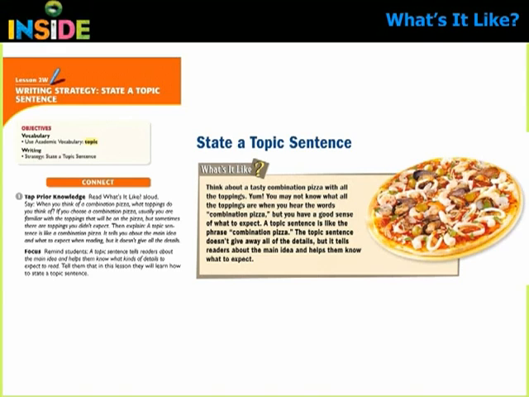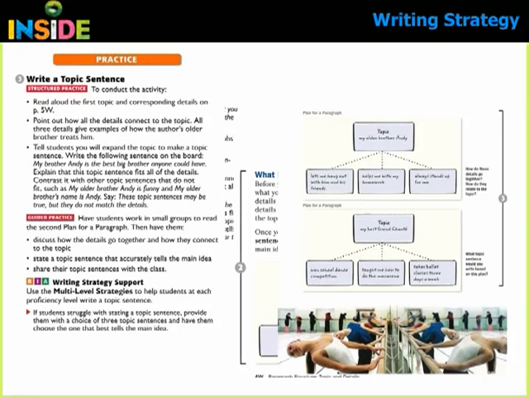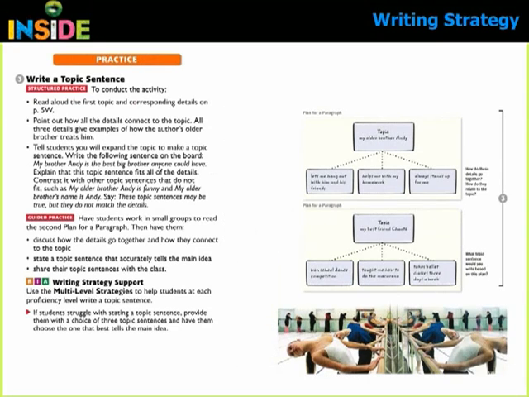Notice that these What's It Like boxes give students the opportunity to see what the strategy is like in real life. They often introduce a specific element of the strategy. Then it's time to follow the gradual release model in teaching the writing strategy, beginning with teaching and modeling the strategy, and moving on to practice.